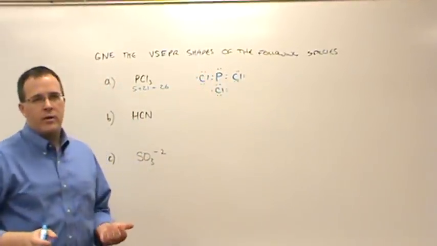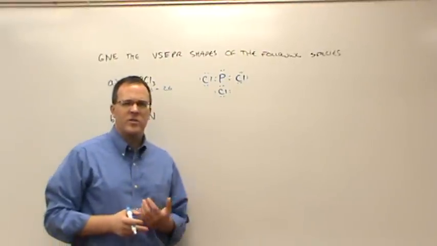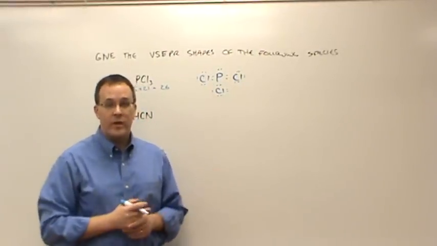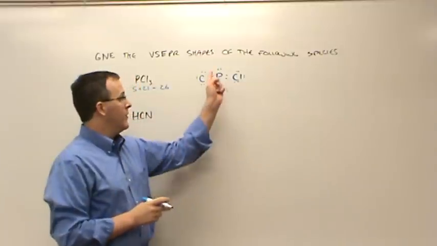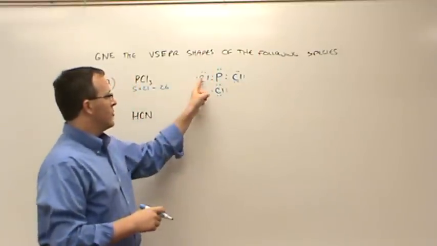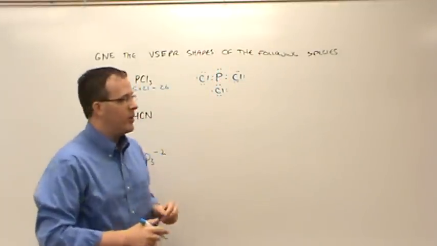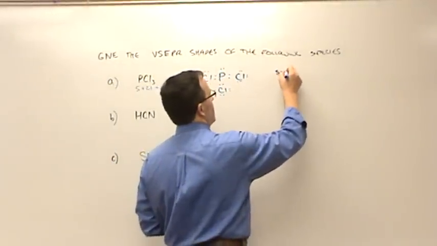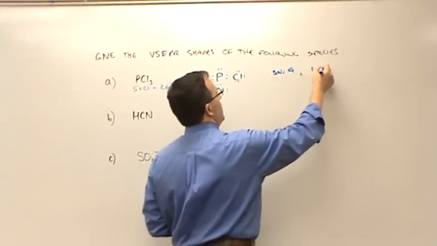Now remember, we don't care anything at all about those electrons that are around the atoms that are on the outside. We only care about unshared pairs on the central atom, and there's 1. So our steric number is 1, 2, 3, 4 with 1 unshared pair. So that's a steric number of 4, 1 unshared pair.